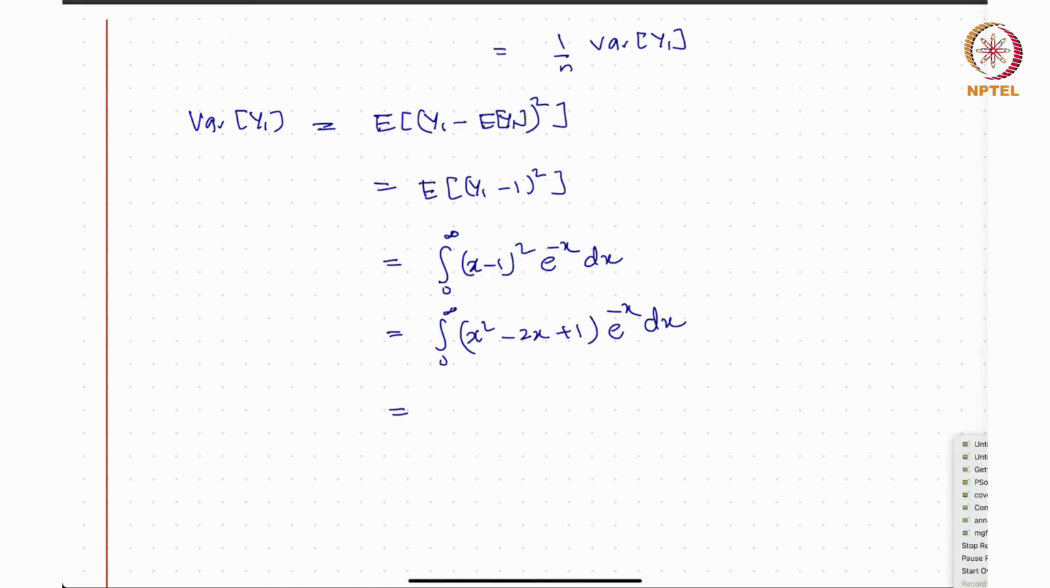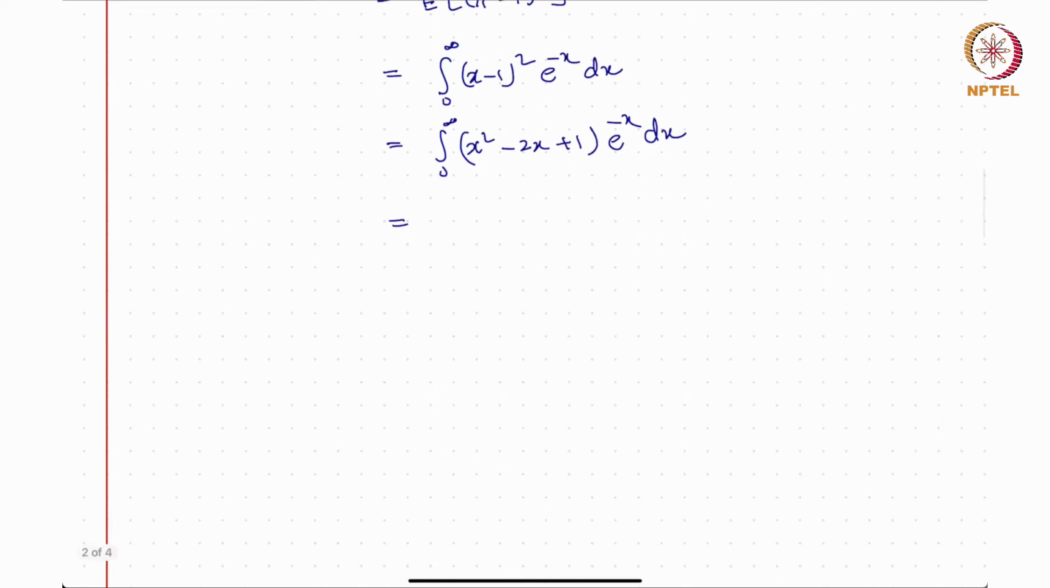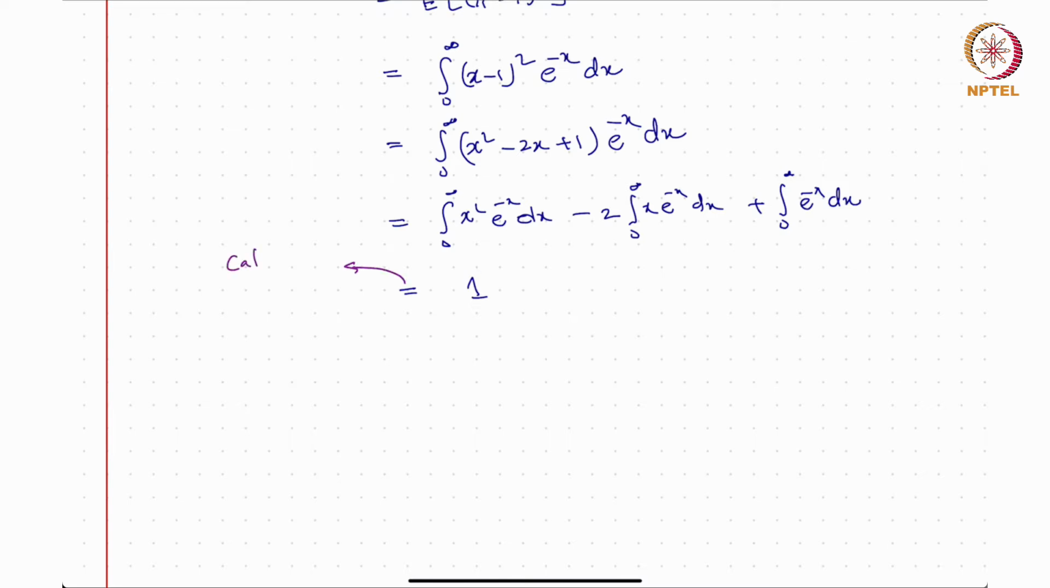Maybe I will allow you to think about how to do this yourself. If you want to do this calculation properly, you would have to do the 3 integrals: the integral from 0 to infinity of x squared e to the minus x dx, minus 2 times the integral from 0 to infinity of x e to the minus x dx, plus the integral from 0 to infinity of e to the minus x dx. If you do the whole integral, you will get that this is also equal to 1. I will leave this as an exercise. This is a calculus exercise that you can do.